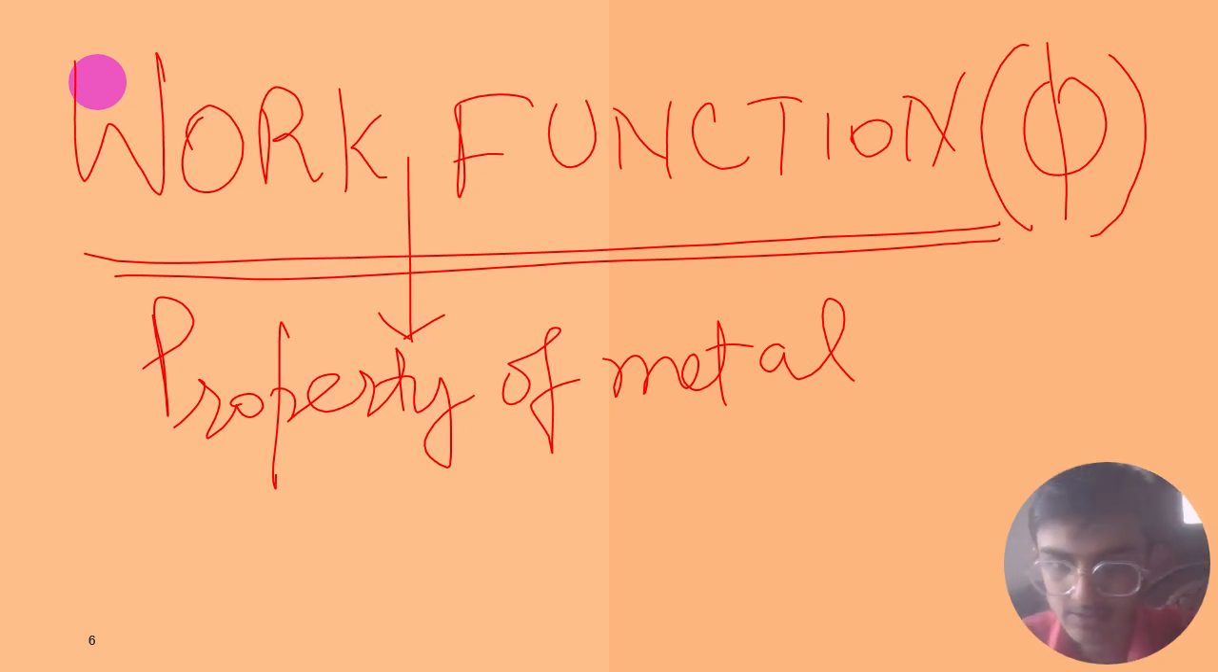First, you have to understand it's a property of metal, and if you just change the metal, then only the work function changes. Otherwise, changing frequency or any other parameters does not alter it. It is a constant for a particular metal. Suppose you take aluminium and then change to another one like iron, then the work function changes. But for the same metal, the work function is fixed because it is a property of the metal.